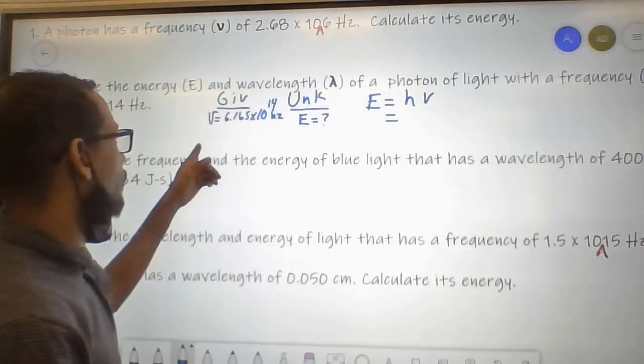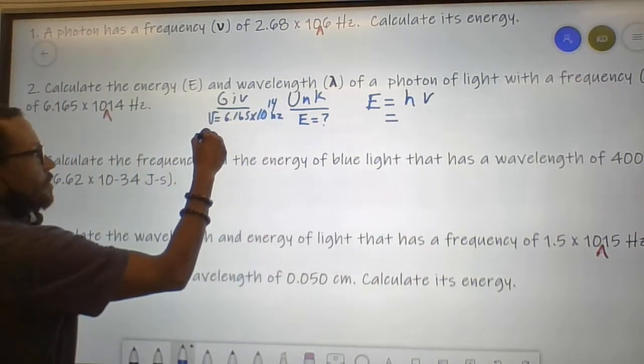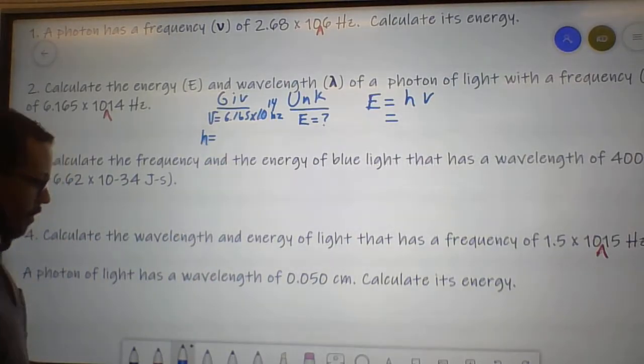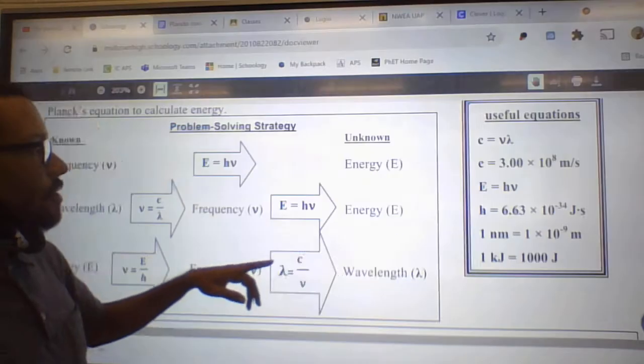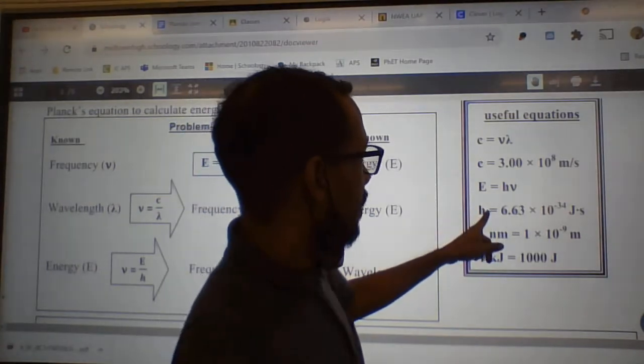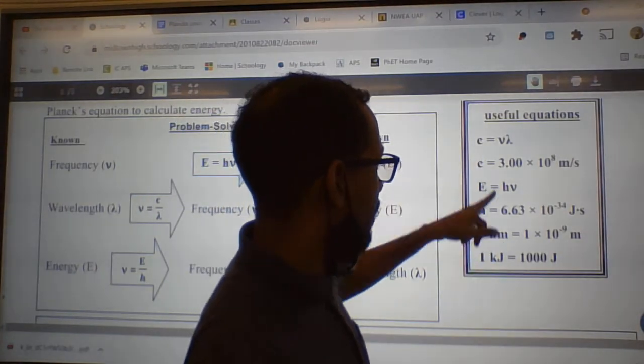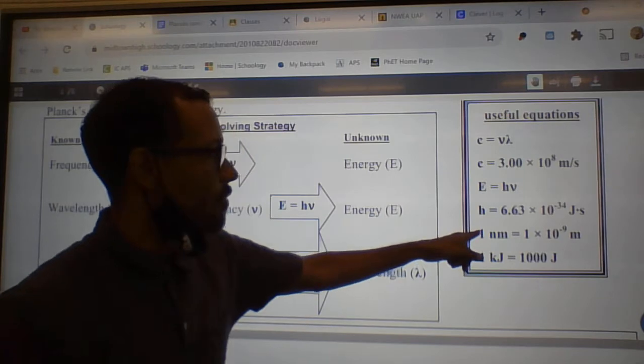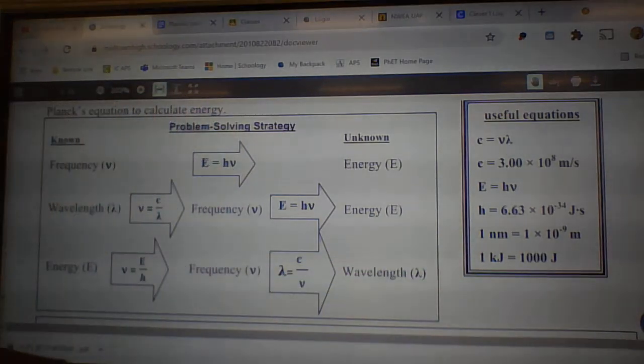Another given that we have is Planck's constant also. If we look on here, we have all of our constants. We have Planck's constant, we have the speed of light, and we also have the conversion for nanometers to meters.